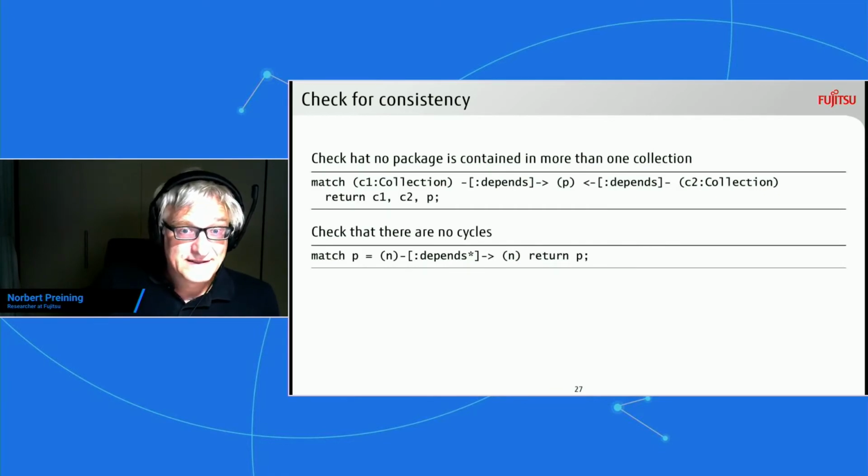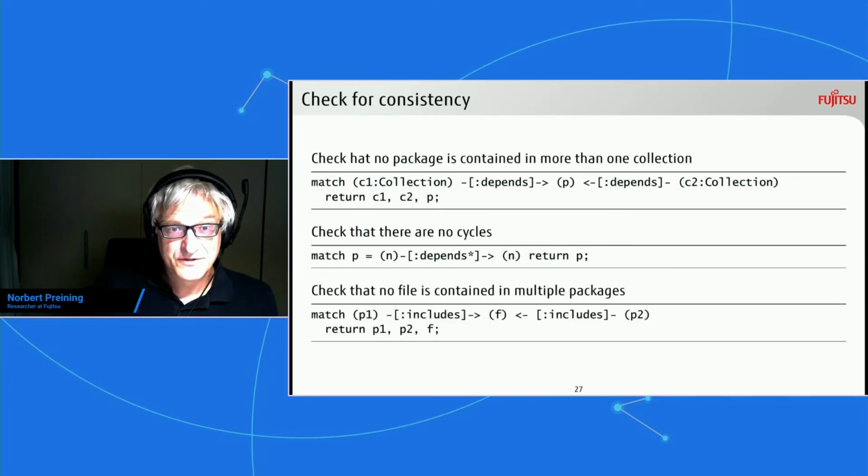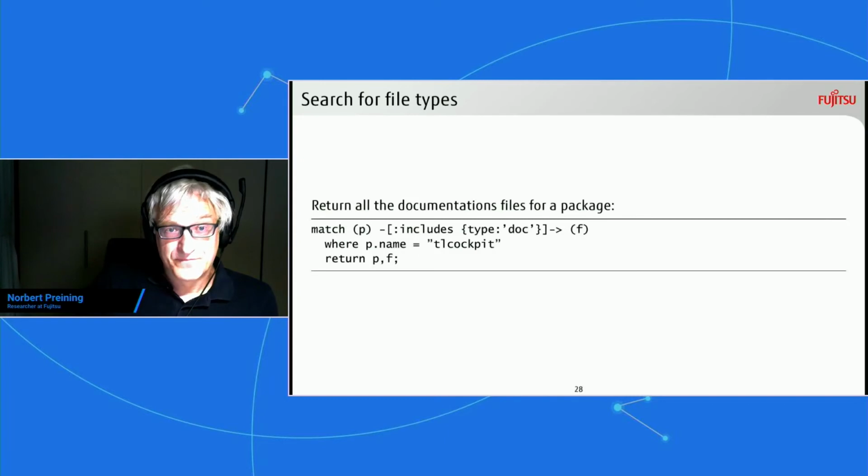Check that there are no cycles in the dependency chain. Also this is something we want to have. Also, that files are not included in multiple packages, because again, on the TeX Live side that is less of a problem, but for distributors this would be a problem. So all this can easily be curated with a graph.